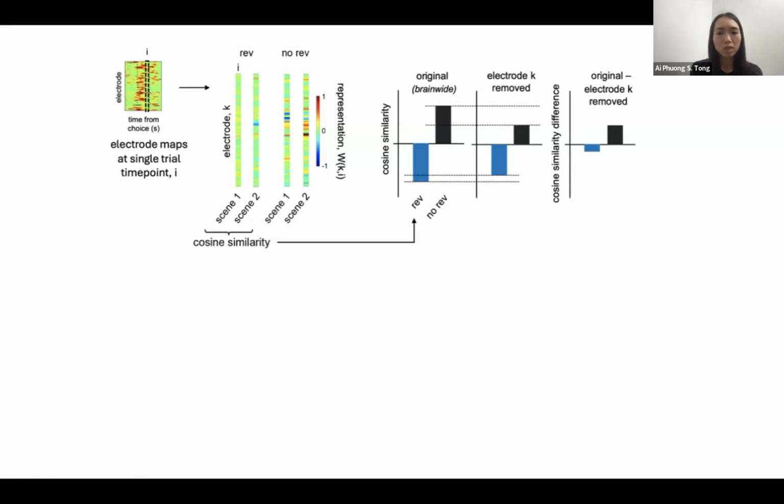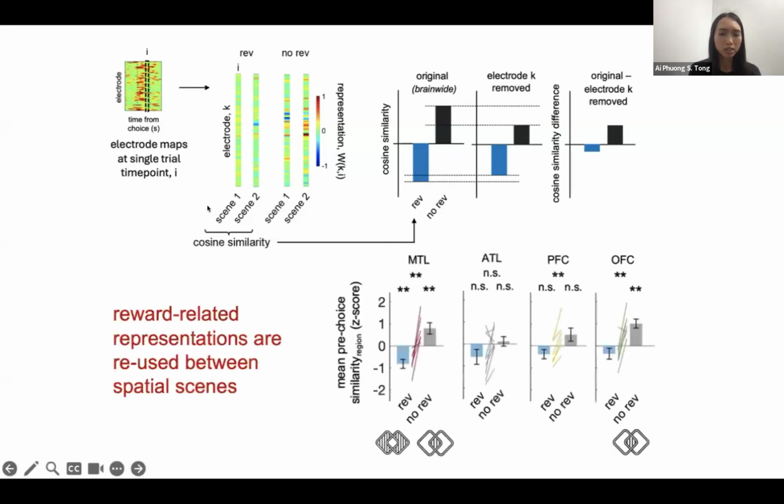And in this way, we measured the contribution of each region to the similarity in representations shown between scenes by computing the mean representation similarity of all electrodes in a region. And so we found significant similarity between representations in the medial temporal lobe within 1 second prior to when the choice is made, when there was no reward reversal, and that's shown in gray, compared to when there was a reversal in blue.